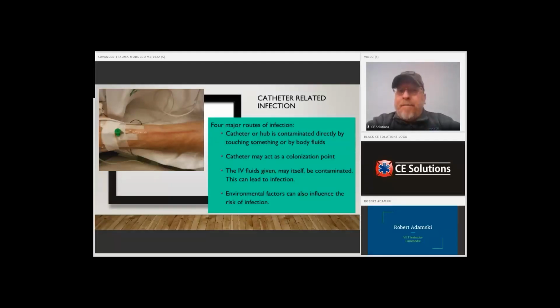The second major route of infection is the catheter itself, which may act as a bacterial colonization point, or you may have contamination and the bacteria may reside and then multiply in the actual catheter that's been inserted into the vein. The third major route of infection is that the IV fluids may be contaminated. Make sure you check your IV fluids before you hang that bag and hook it up to your IV catheter.